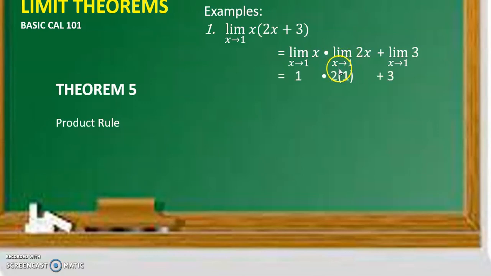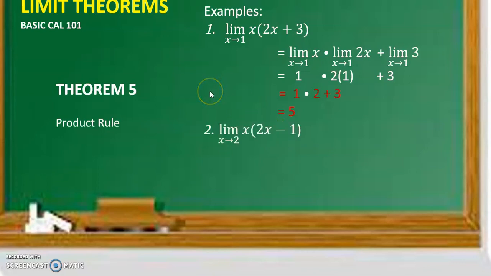So, but this time, ito, theorem number 3, ilalagay natin sa harap, and then apply theorem number 2, that is equal to 1. So, therefore, itong limit na to, that is 2 times 1. So, ito, theorem number 1, the limit of a constant is equal to 3. So, by simplifying, 2 times 1 is 2, times 1 is 2, plus 3 is equal to 5.